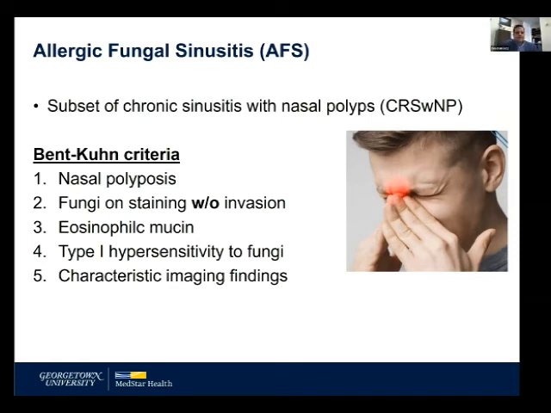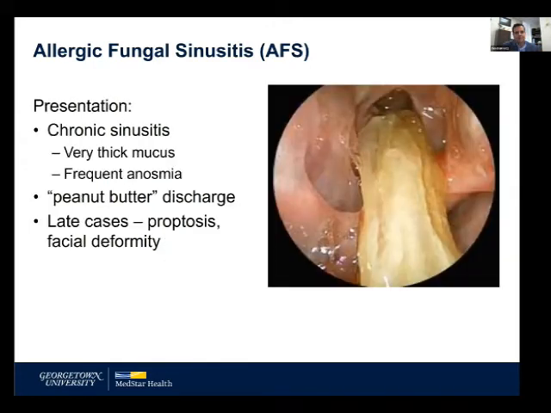Allergic fungal sinusitis, we start to get a little more interesting with this disease, and it's really a subset of chronic sinusitis with nasal polyps. The most common diagnostic description of it uses the Bent-Kuhn criteria, and it basically defines it as nasal polyposis, fungi on staining without invasion, eosinophilic mucin, type 1 hypersensitivity to fungus, and characteristic imaging findings. Some of these are nonspecific, but the combination of them is key.